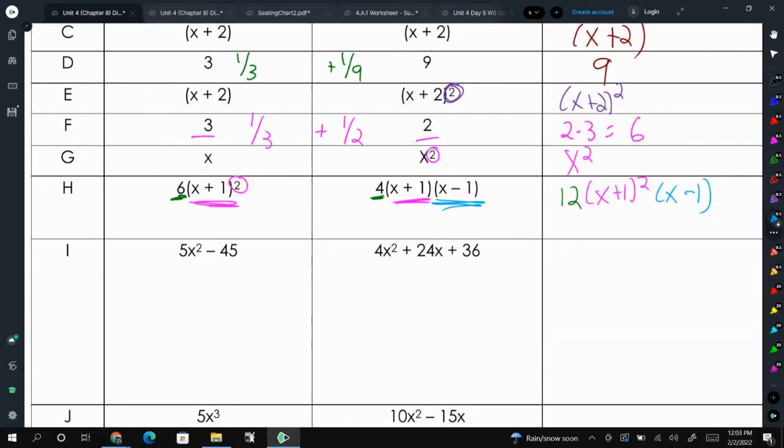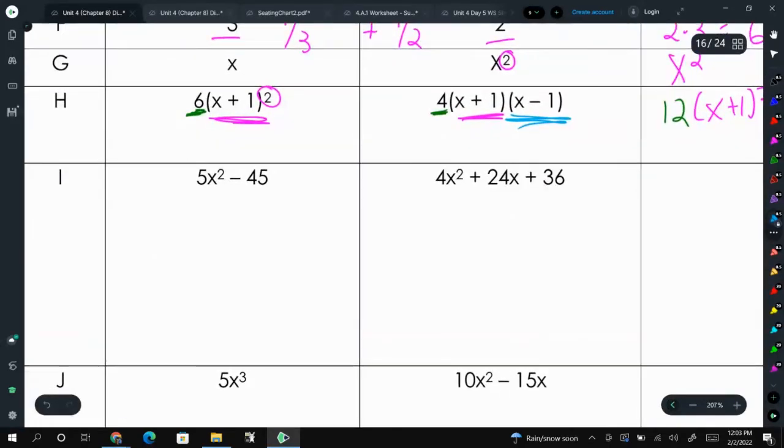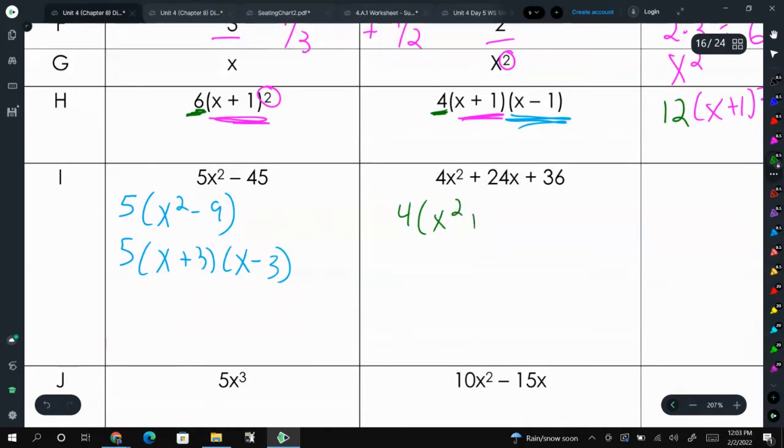So if we look at letter I right here, nothing looks to be remotely common at all. But if we factor both of these expressions, factor out a 5, and now we have a difference of squares, so we have x plus 3, x minus 3. And then over here, if we factor out a 4, we're left with x squared plus 6x plus 9. And then we can factor that to x plus 3 times x plus 3, or x plus 3 squared.